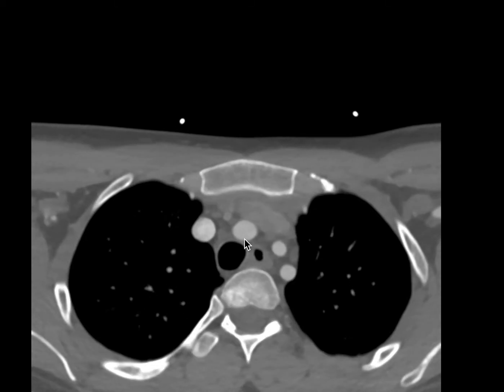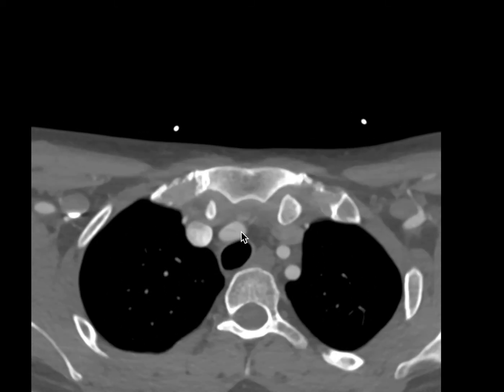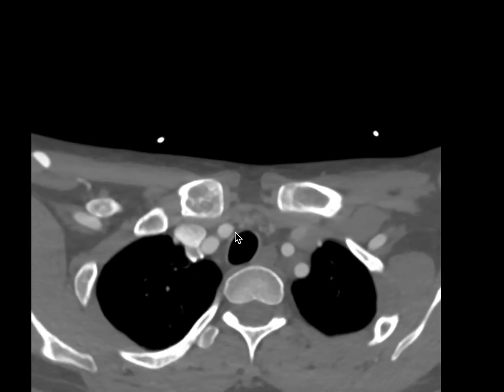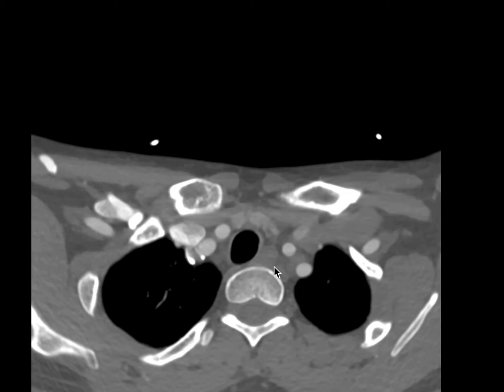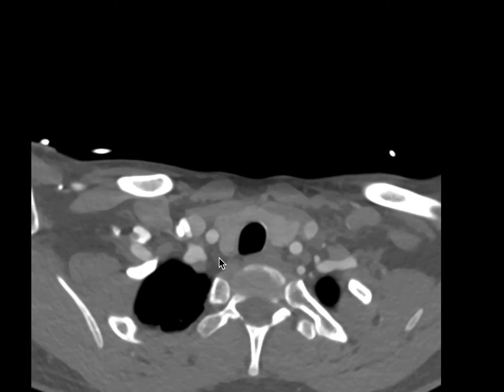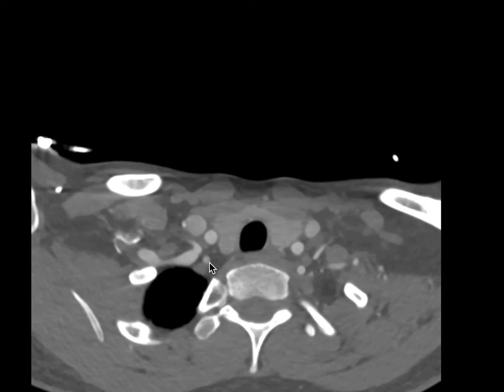As we work our way superiorly, we'll see our innominate artery divide into the right subclavian and right common carotid arteries. The first branches off the subclavian arteries are the vertebral arteries. A little further up, we'll see these coming off their posterior and superior aspects here and here. In this particular patient, these vertebral arteries are about equal in caliber, though differences in size are actually quite common.